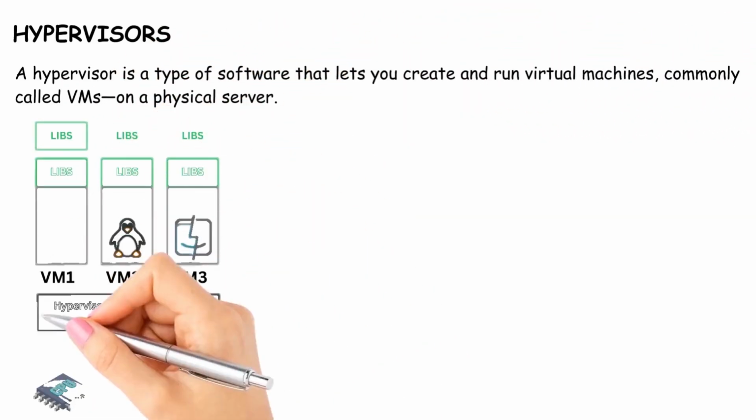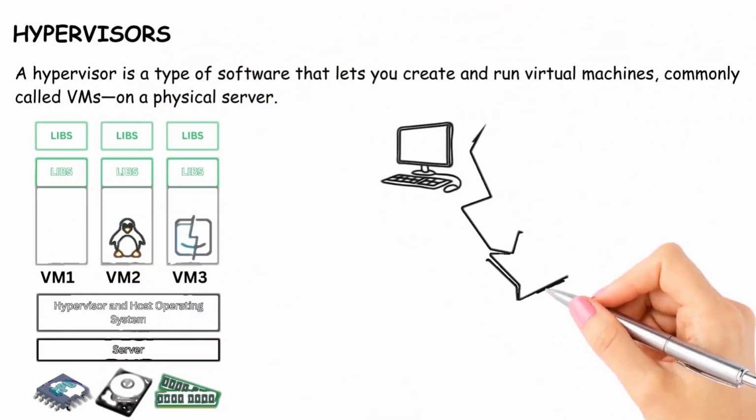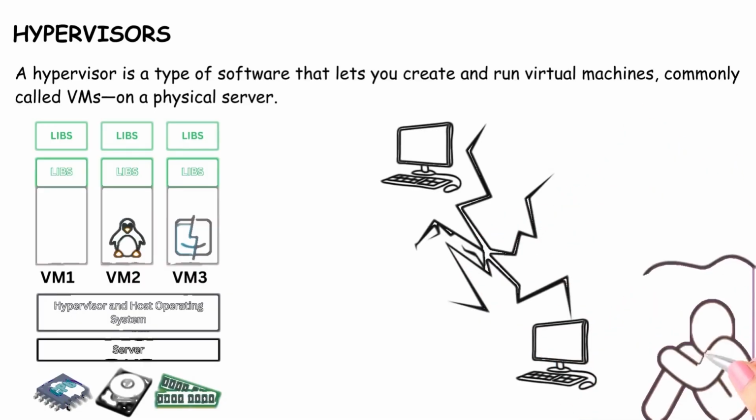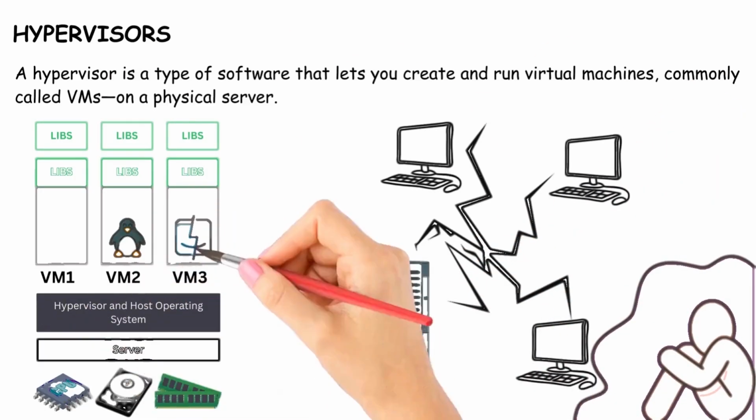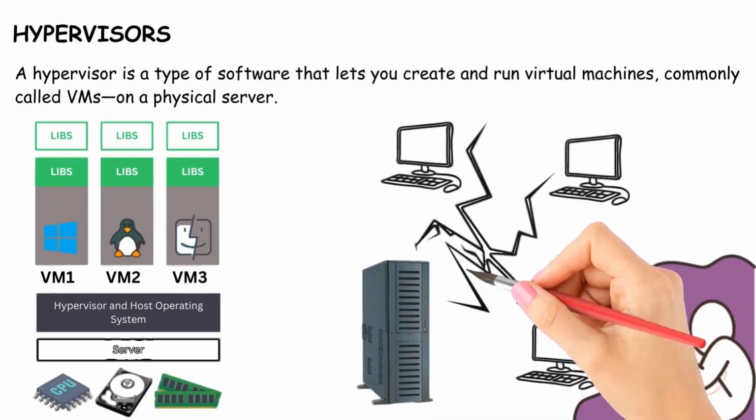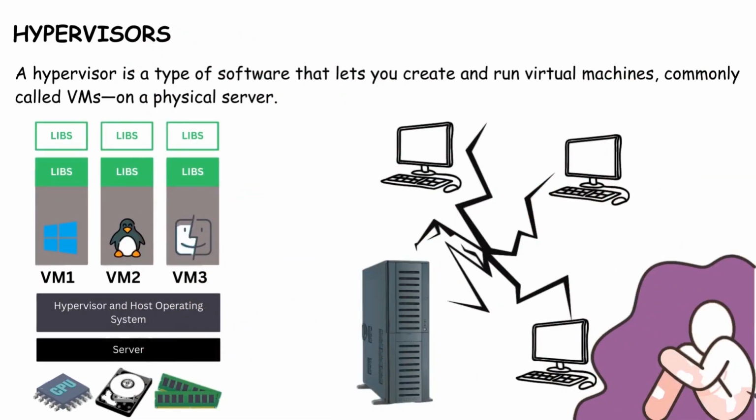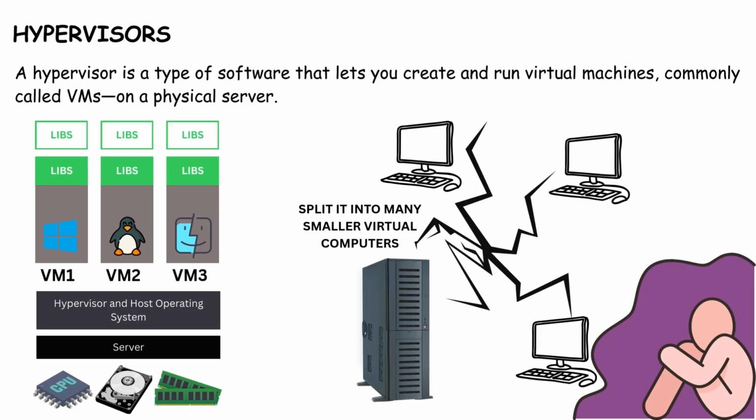A hypervisor is a type of software that lets you create and run virtual machines, commonly called VMs, on a physical server. Think of it like this. You have one physical machine, but using a hypervisor, you can split it into many smaller virtual computers, each running its own operating system and applications. These virtual machines are completely isolated from each other, which adds a layer of security and stability.